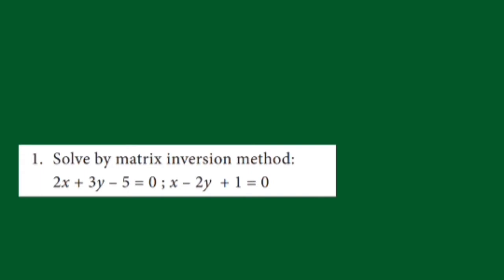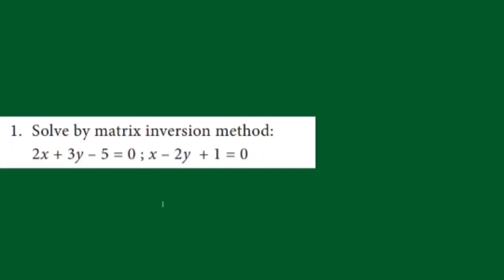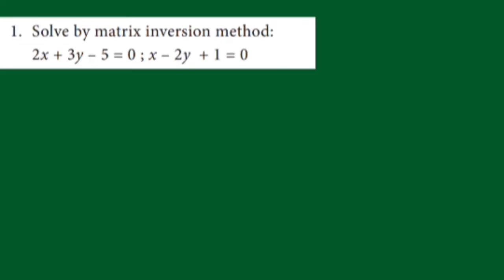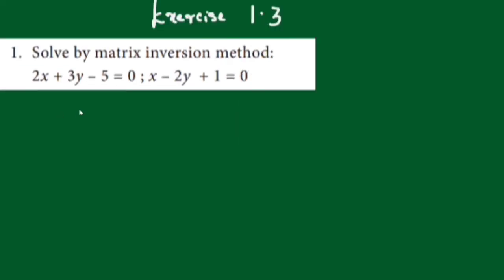This is exercise 1.3, solved by the matrix inversion method. 2x plus 3y minus 5 is equal to 0, and x minus 2y plus 1 equal to 0. So the first step is to write this equation 2x plus 3y, and take the constant minus 5 to the right side. Then x minus 2y is equal to minus 1.